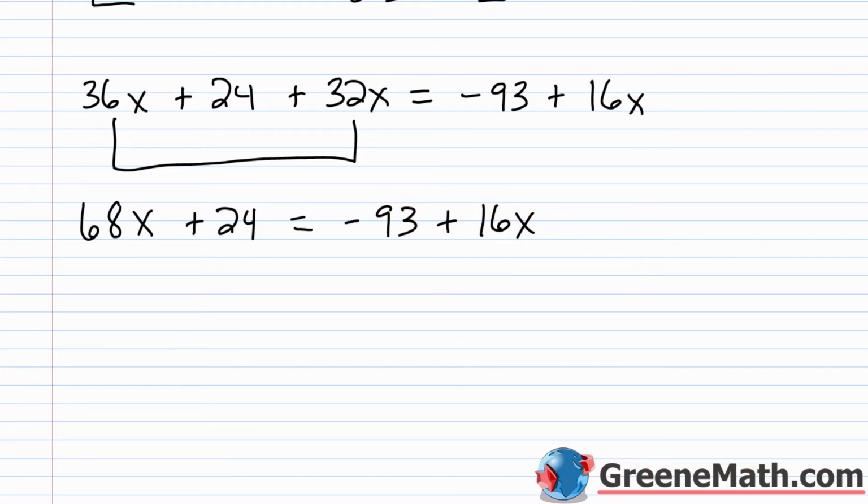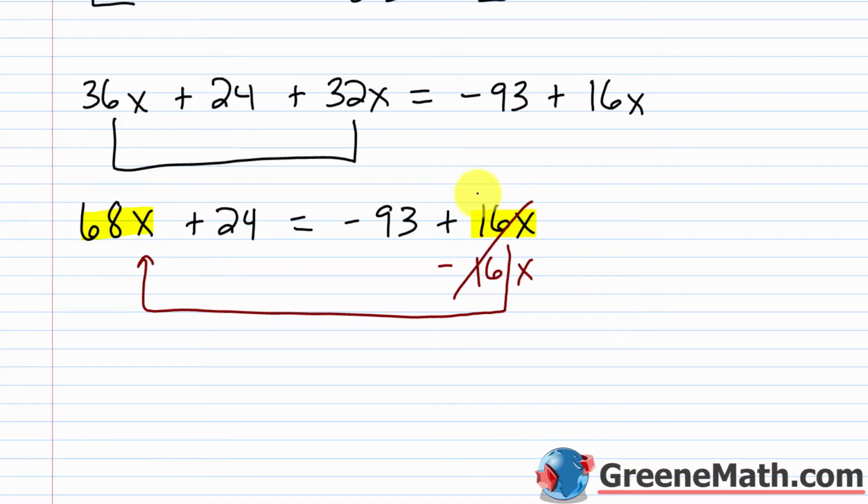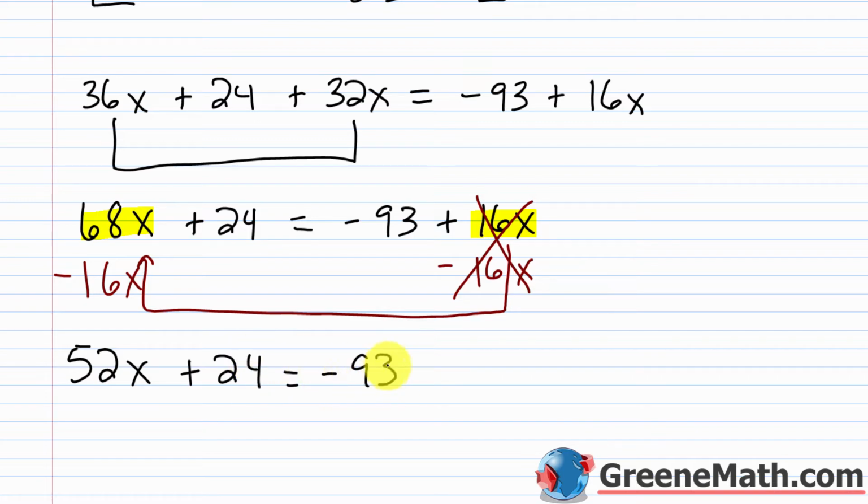Now, as we learned in previous lessons, we've got to get the variable terms on one side of the equation. I have 16x over here, and I have 68x over here. So I need to move one of them. I always move the one on the right to the left. I like my variable to end up on the left. So I'm going to move this over here. And the way I'm going to do that, I'm just going to subtract 16x from both sides of the equation. That'll go away. And then minus 16x over here. 68 minus 16 is 52. So this would be 52x plus 24 equals negative 93.